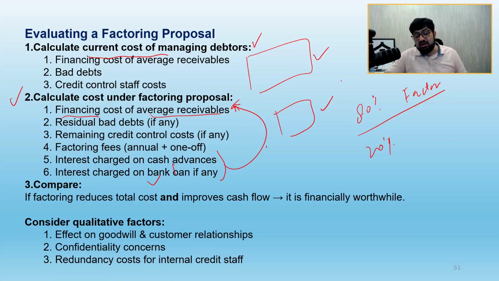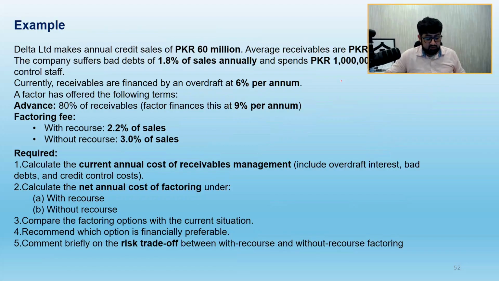And yes, the credit control department we no longer need, because we are using factor services to collect our money. So we have to remove them. So their redundancy cost and the legal repercussions we need to consider.